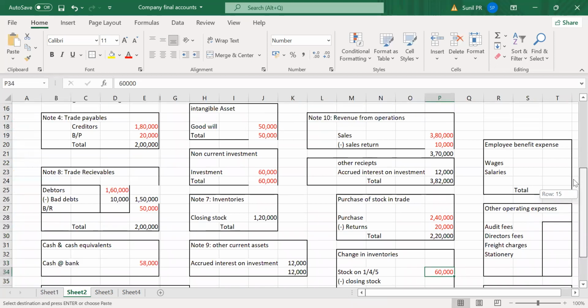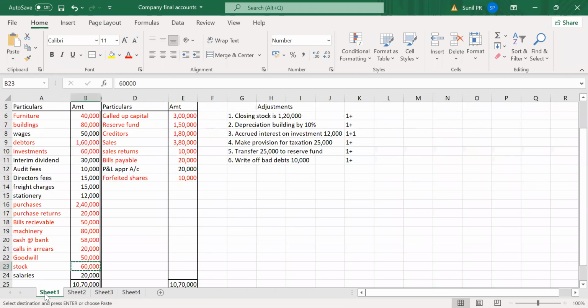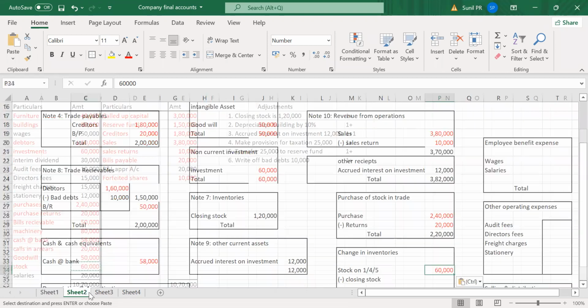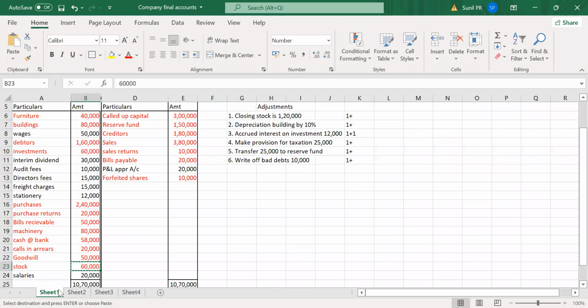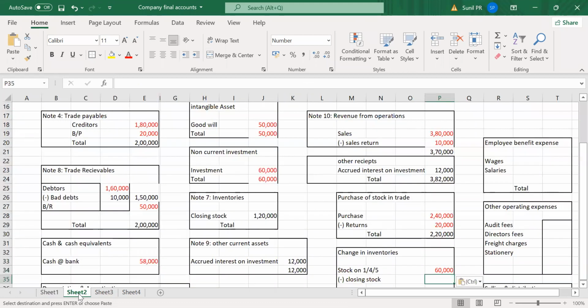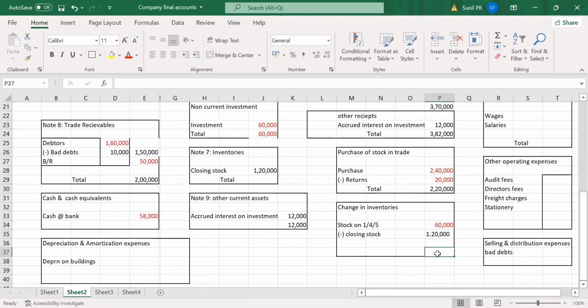I will show you, wait. Inventories is nothing but closing stock, I told you. Can you see the note 7? Yes, sir. So once closing stock was taken there in the balance sheet, now you should take it in P&L. Now you are taking it here, where you are taking change in inventories. Are you able to understand? Yes, sir. Closing stock is 1,20,000. So opening stock minus closing stock will be 60 only, correct? Yes, sir.